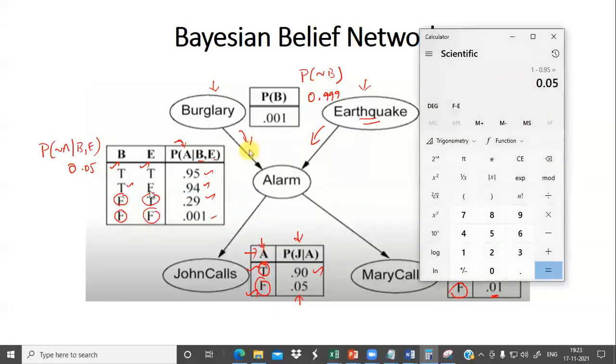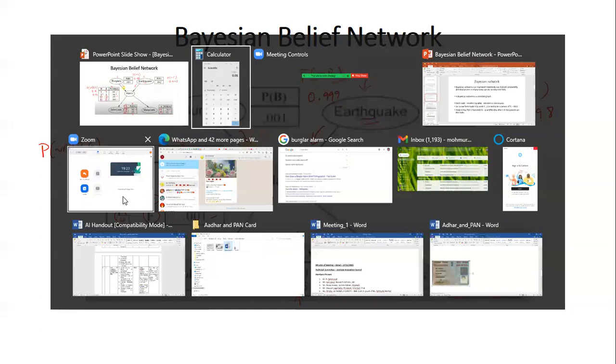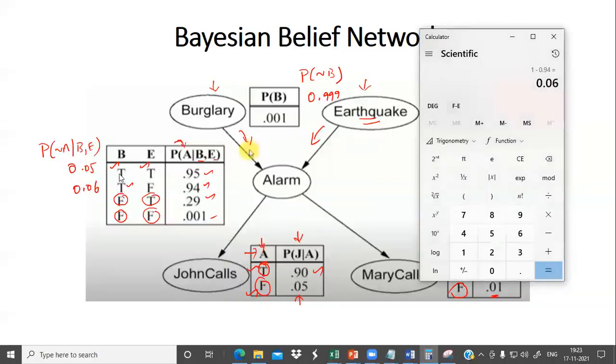Similarly, what is the probability that there is no alarm given that there is burglary, but there is no earthquake? It is 1 minus 0.94, which is 0.06. What's the probability that there is no alarm given that there is no burglary but there is earthquake? It is 1 minus 0.29, which is 0.71, right?